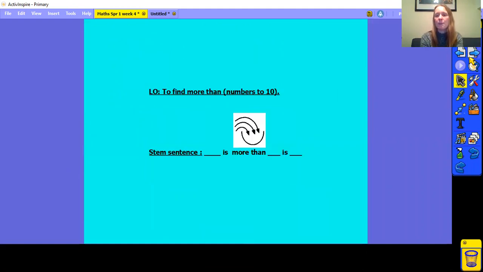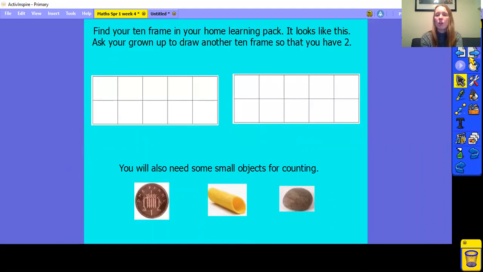Today, we're going to be finding more than, but we're going to use numbers up to 10 today. You're going to need 2 10 frames, just like yesterday. So try and find the ones that you used yesterday, or ask your grown-up to draw you a second 10 frame so that you are ready to join in. You're also going to need some small objects that you can use for counting. Pause the video while you get those ready.